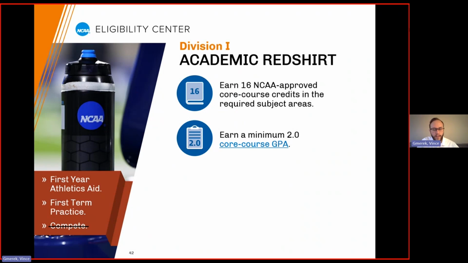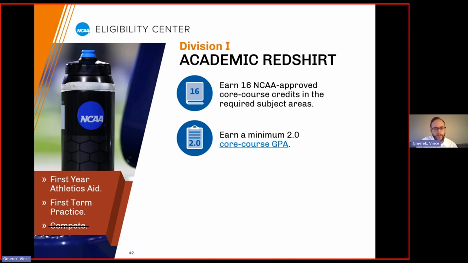The next certification that you can receive underneath a qualifier is what's referred to as an academic red shirt. You'll notice in the left-hand column, normally a qualifier is eligible for athletics aid, practice, and competition in their first year at their NCAA school. Academic red shirts are only eligible for athletics aid and practice in their first year, but they cannot compete for their NCAA school in their first year. They have to quote unquote red shirt, which just means you're on the team, you're able to be a part of the team as normal, but you just can't actually engage in any competition.